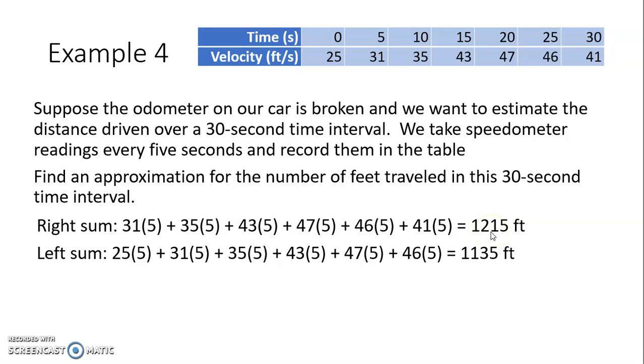If you wanted to average these two numbers, it may be a better estimate, okay? But it's hard to tell because the velocity is varying. It's not constantly increasing or constantly decreasing. It's increasing and then decreasing.